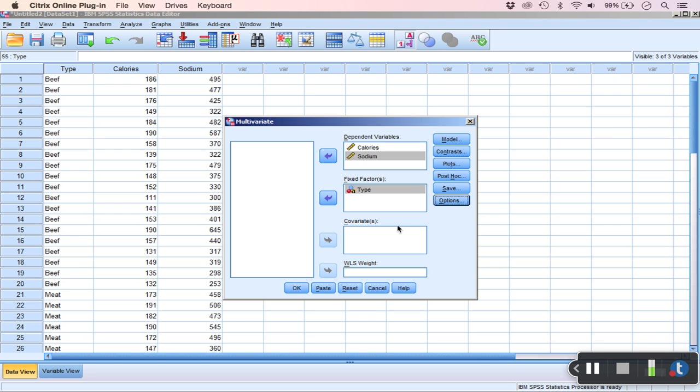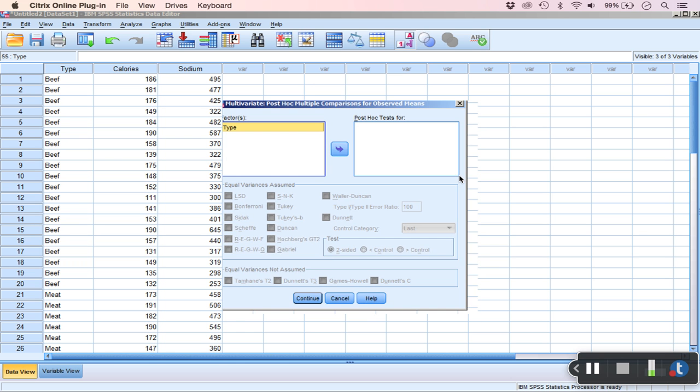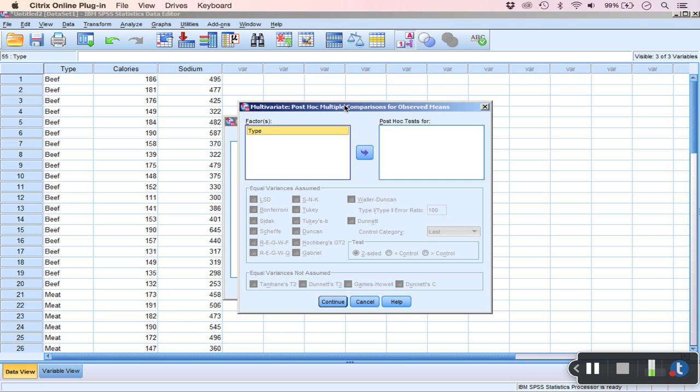And again, you could get more complicated. You could add multiple independent variables. You could add a covariate, but we'll keep this example very simple. Over on the side here, we have some different options, and under post hoc, I'm going to click that because again, we have three different categories. So we're going to want to know which hot dogs differ significantly from each other.